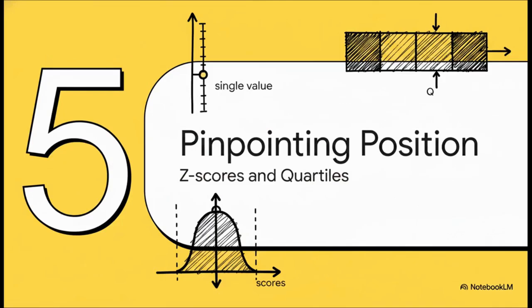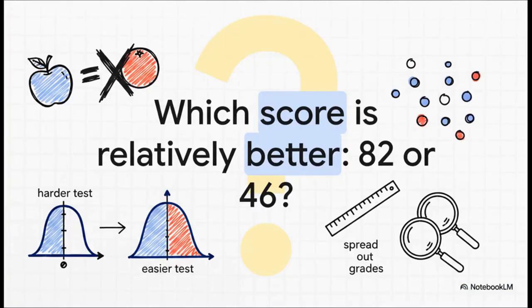And that brings us to Section 5, pinpointing position. Sometimes you don't really care about the whole group. You just need to know how to compare a specific, single value against the rest of the pack. We do this using position indicators, things like percentiles, quartiles, and standard scores. Now, your professor posed this exact scenario in the source materials, and it's a brilliant question. Which score is relatively better, an 82 on Section 1 or a 46 on Section 2?